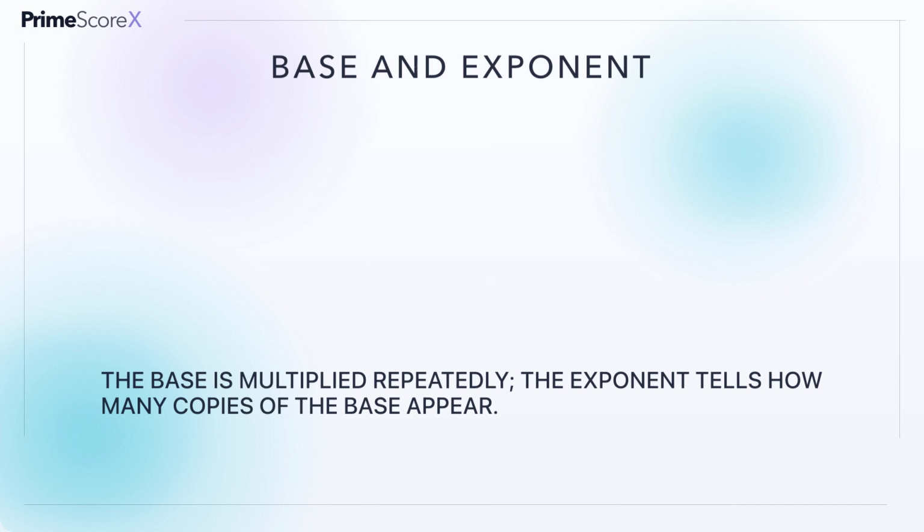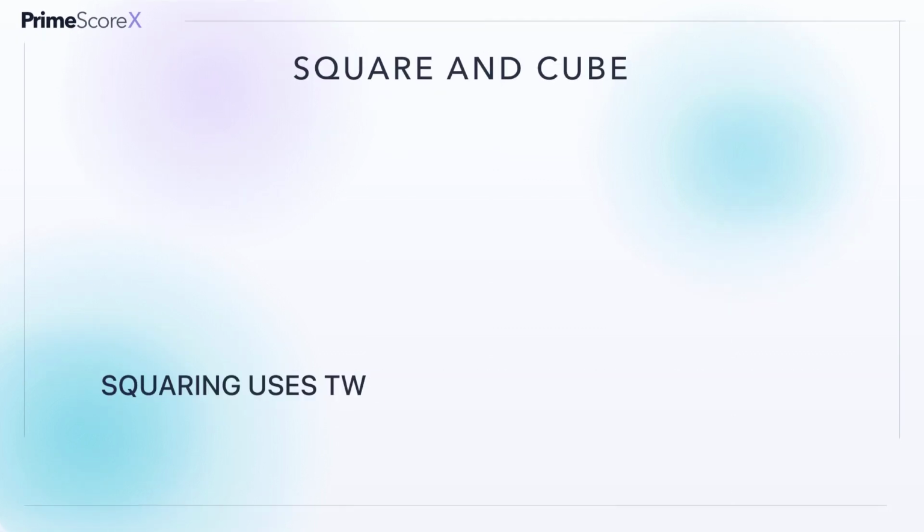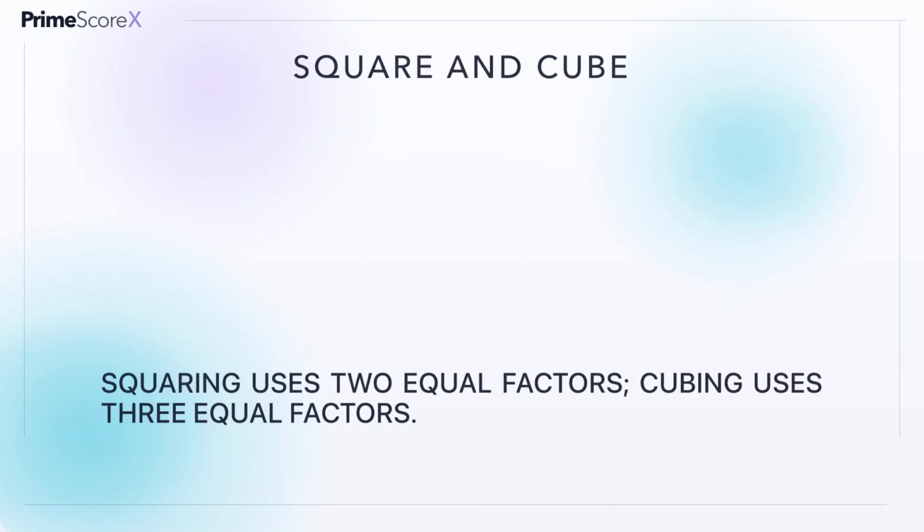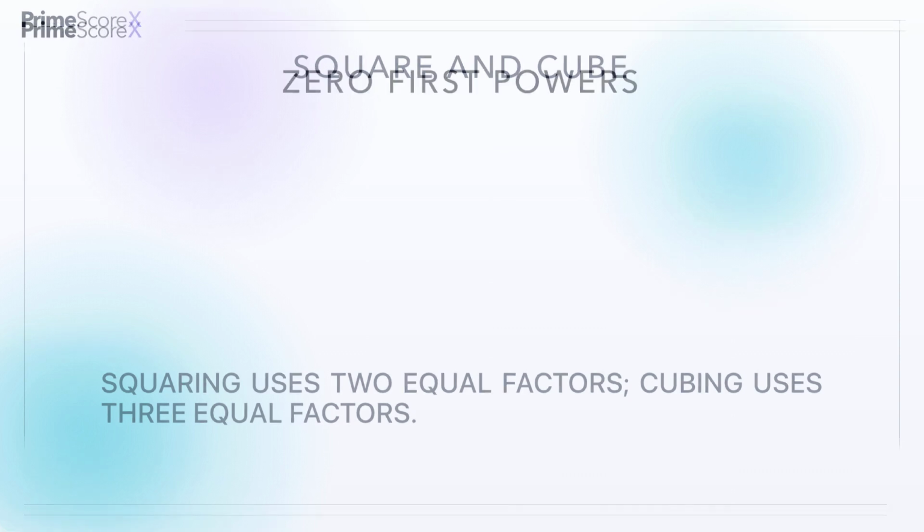A power such as x squared follows the same idea, even when the base is a variable rather than a number. 4 squared equals 16 because 4 times 4 is 16. 4 cubed equals 64 because 4 times 4 times 4 is 64. Squares appear often in area formulas, while cubes appear in volume formulas. Keep the units consistent. A square with side 4 units has area 16 square units, and a cube with side 4 has volume 64 cubic units.